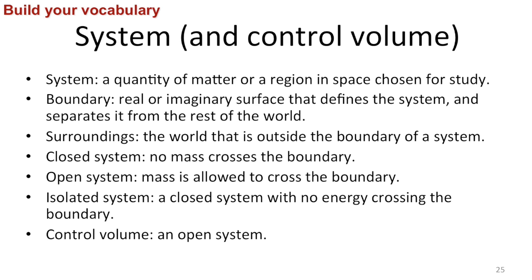System and control volume. We have several things to talk about for this concept. A system can be a quantity of matter or a region in space chosen for our study. These are two different definitions. One is that you follow a quantity of matter, a bunch of atoms that are kept in your consideration. That's when you define a system as a quantity of matter.